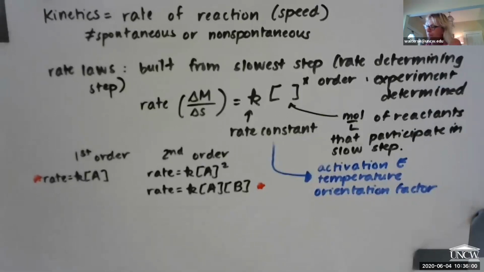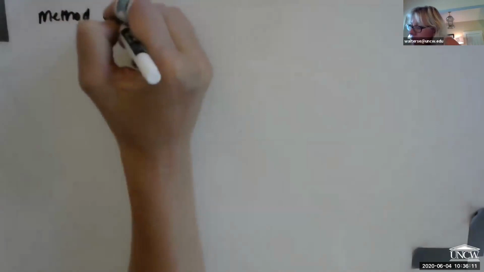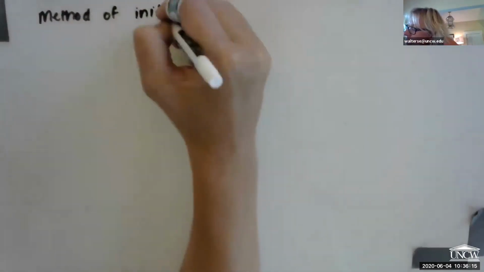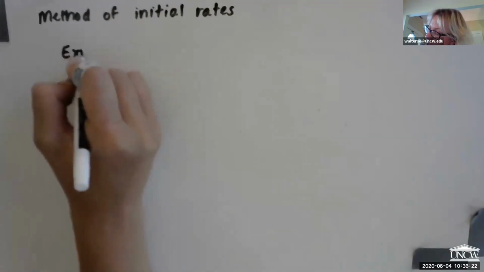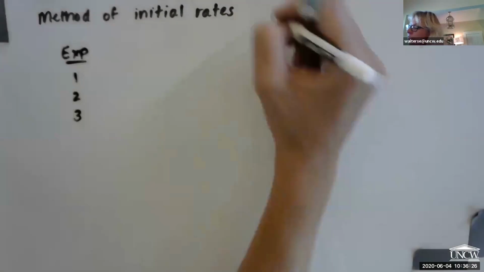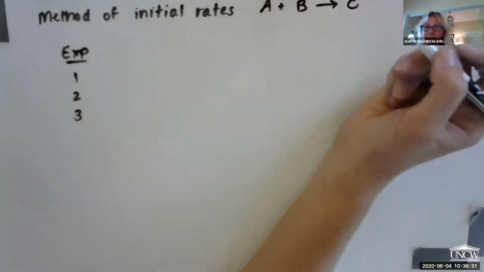Okay. All right, so how you would determine whether something is first order or second order is you would have to have what's called the method of initial rates. It's going to take me about 5 minutes to go through this, maybe 10, but I'll try to be fast. Okay, so we're going to do a couple of experiments, 1, 2, and 3, and our reaction is going to be A plus B goes to C.